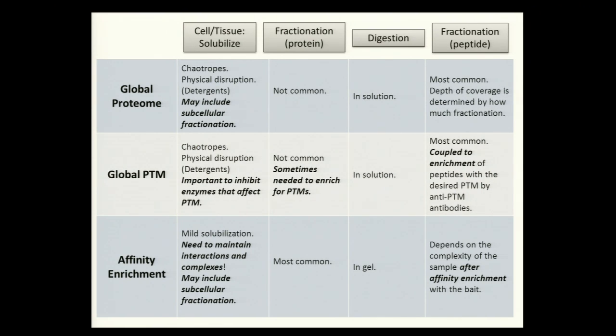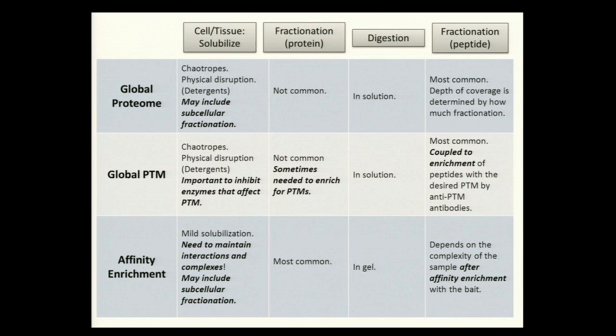I touched upon this. When you're using a global proteome, you can solubilize in chaotropes, you can use physical disruptions. You might need detergents. Some of the things you might want to do if you want to decrease the complexity of your sample at the cell lysis is do some subcellular fractionation.